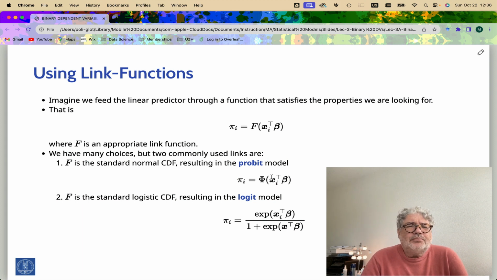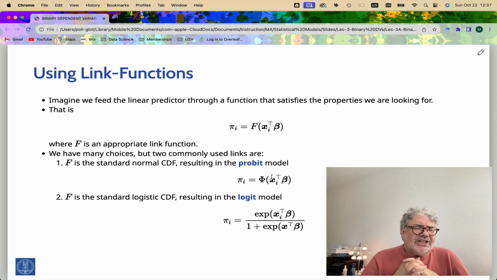So the Logit and probit models are basically transformations of the linear predictor x transpose beta. So what we're saying is pi i is not equal to x transpose beta, but pi i is equal to some transformation capital F of xi transpose beta. And what that transformation F is, that is actually the link function. And we have many choices in terms of link functions.